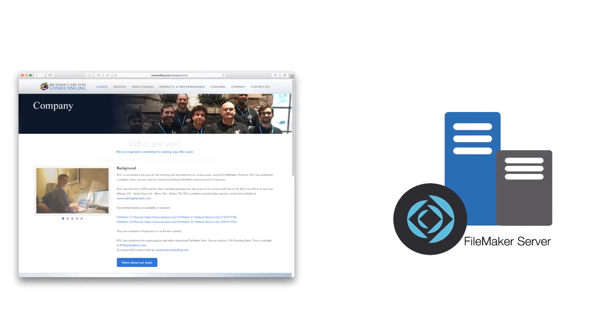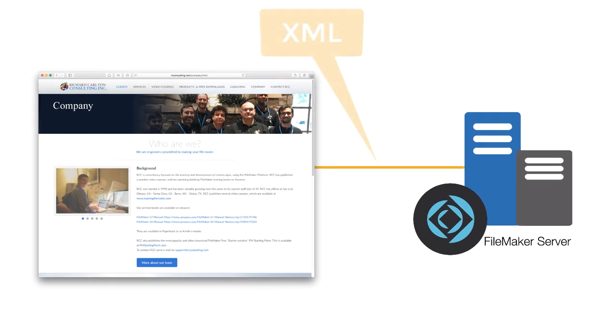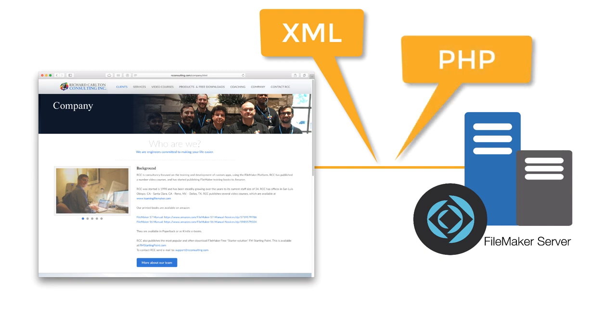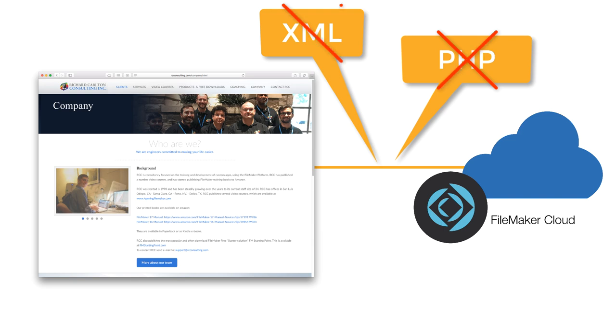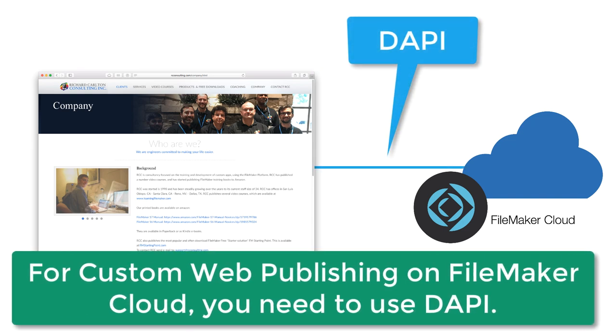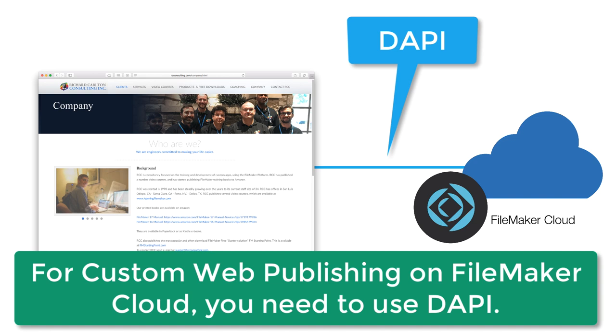Now, previously, you could connect to a FileMaker server using an XML or PHP gateway. Now, the XML or PHP gateways have been deprecated, but are still functional with the latest versions of FileMaker Server. The XML and PHP gateways were never created or ported over to FileMaker Cloud. So the only way to provide a custom web publishing experience while hosting on FileMaker Cloud is to use the FileMaker Data API or DAPI. Of course, this will take some real programming experience, and it's not really something that a brand new developer is expected to be able to do.